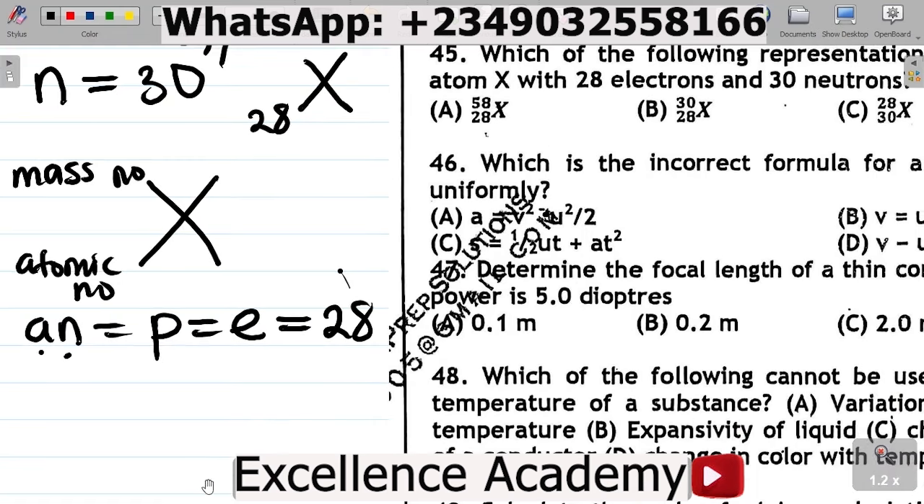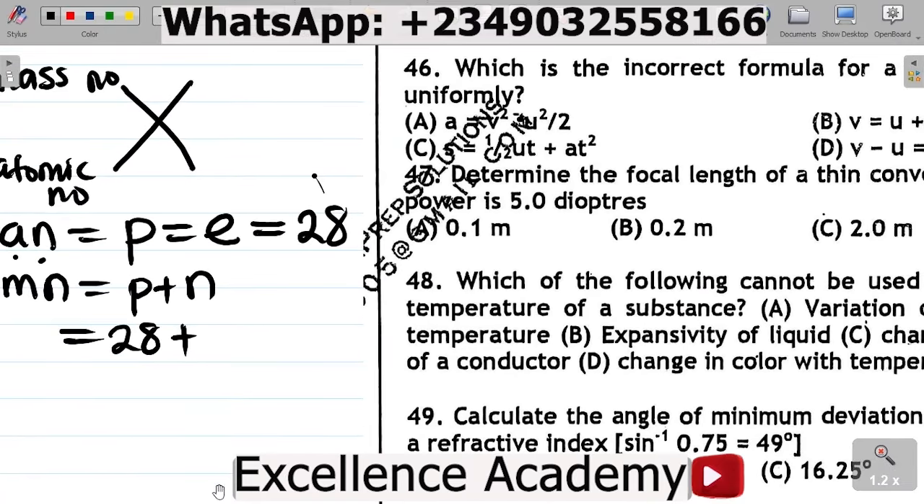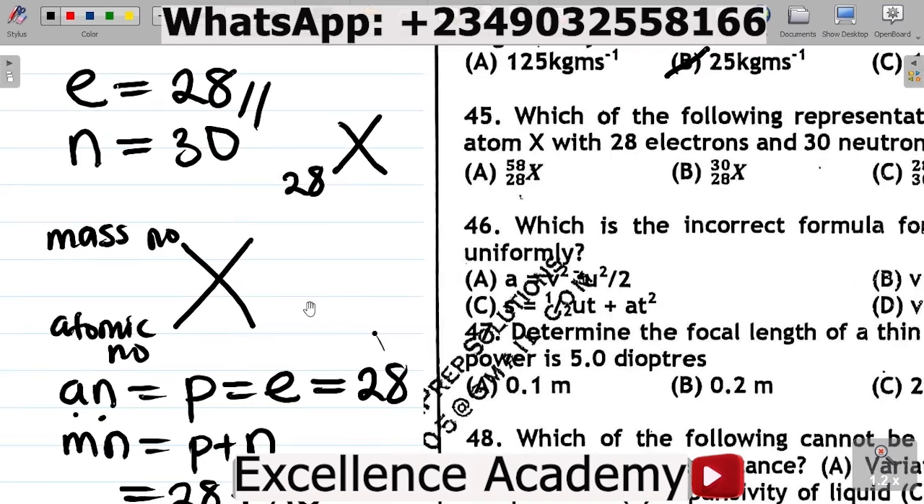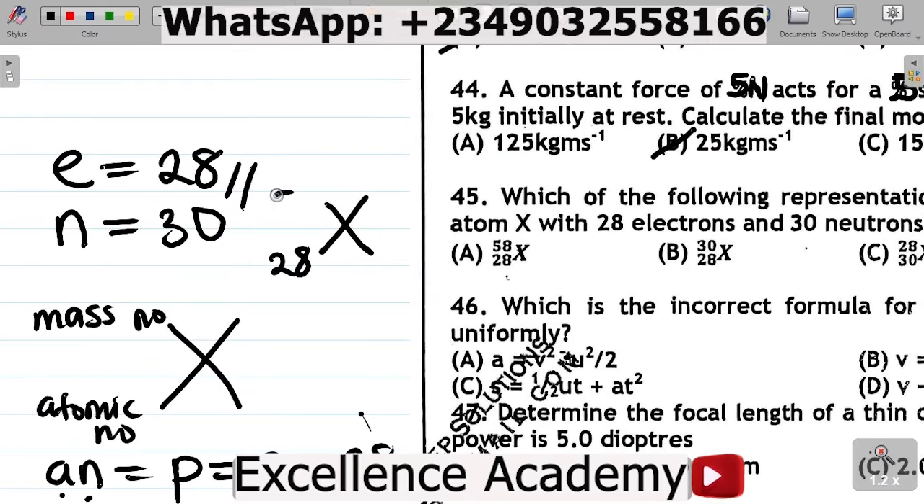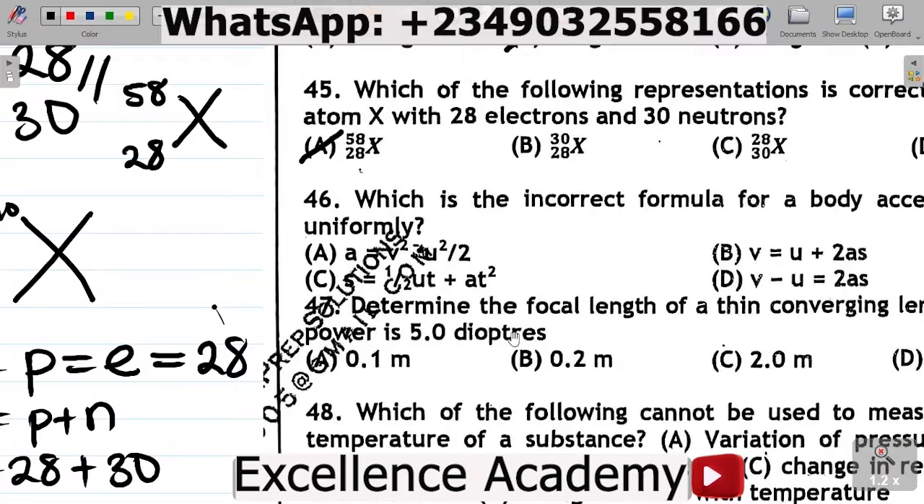Then when it comes to mass number, let's call this Mn or atomic mass. Mass number or atomic mass is equal to proton plus neutron. That's equal to the proton, as we've just said, 28, plus the neutron. How many neutrons do you have there? 30. So 28 plus 30, I have 58. So I have 58 as my mass number. This becomes 58. So my answer there is 58 up, 28 down, X. So that's option A. That's the correct answer.